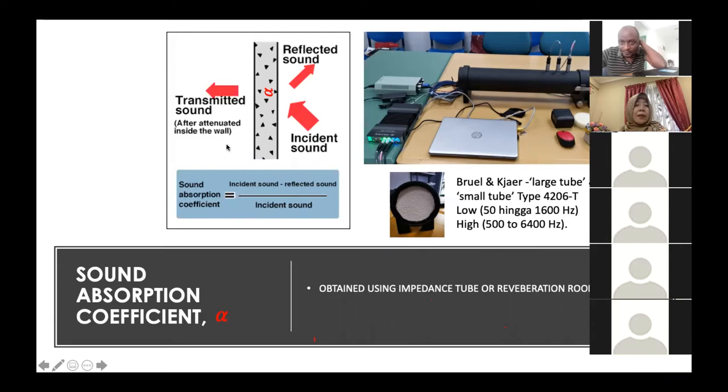You can also measure alpha using a reverberation room. We don't have a reverberation room in our lab, but you may have one in a serum. The difference is that for the impedance tube, we only have a small sample, 100 millimeter and 30 millimeter. For the reverberation room, we have the large, real sample. If you want to test a wall, it is the size of the wall that we put inside the room.